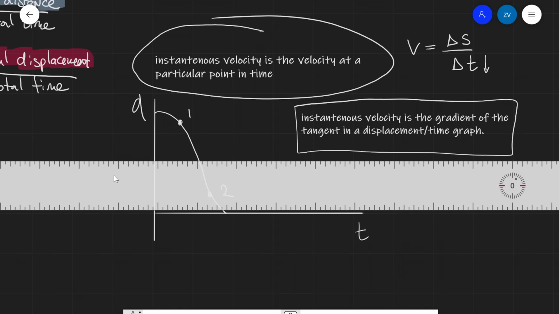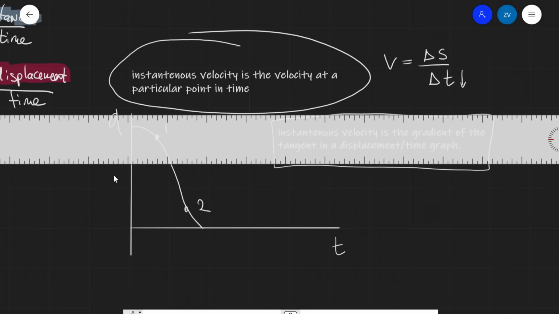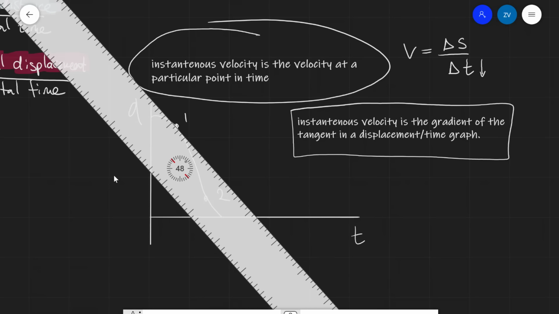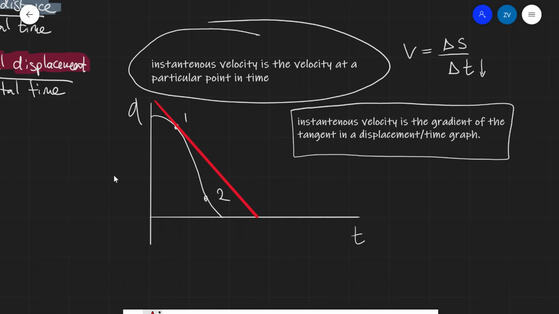So for instance, if I wanted to find the gradient at, let's say, point 1, what I would do is draw my tangent, and I would draw a nice large line across here, and then I would use the rule for finding the gradient to figure out my instantaneous velocity at point 1.